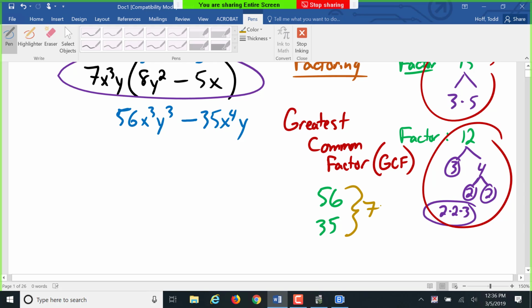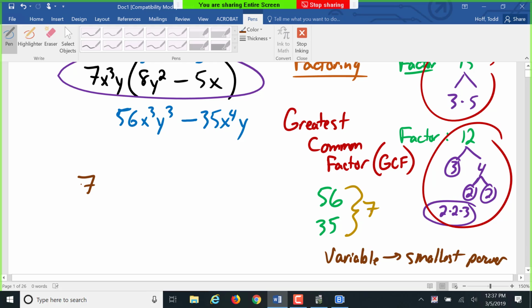Then we also need to look at the variables. We got x to the third, y to the third, and then we got x to the fourth y. Greatest common factor for variables is the smallest power of each variable. So we have the 7 for the numbers for the 56 and 35.